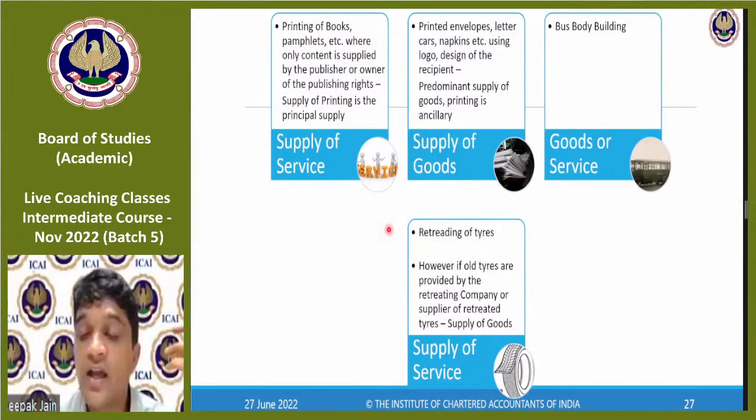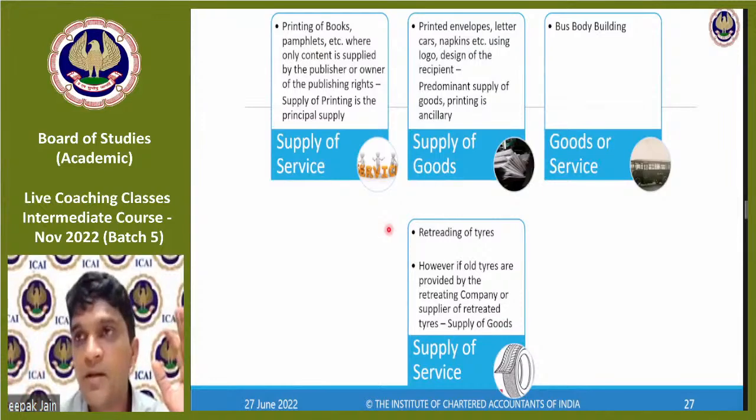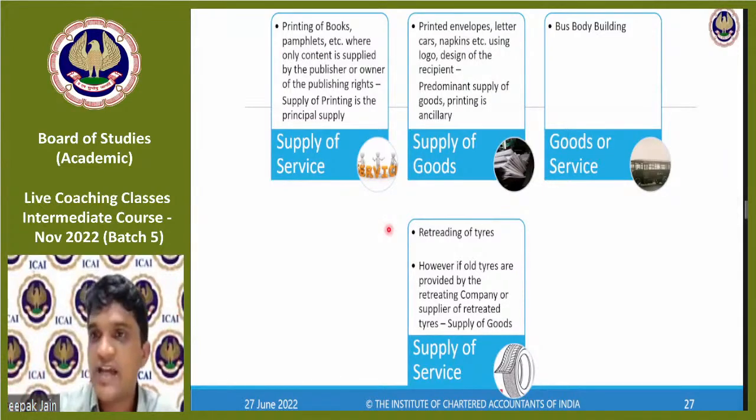There, I cannot tell. I'm giving it main content, so it's supply of services. No, it is still supply of goods. Okay. Third example, bus bodybuilding, wherein I give the chassis and that person will put the body on it. It's called bus bodybuilding.